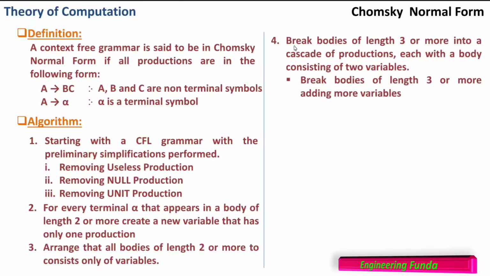And the last step says, break the bodies of length 3 or more into a cascade of productions, each with a body consisting of two variables. While breaking these bodies, we can break the bodies of length 3 or more by adding more variables. So this will get clearer when we see an example.